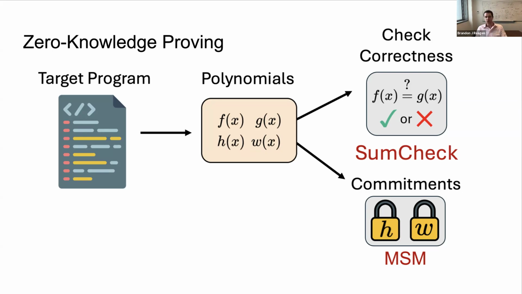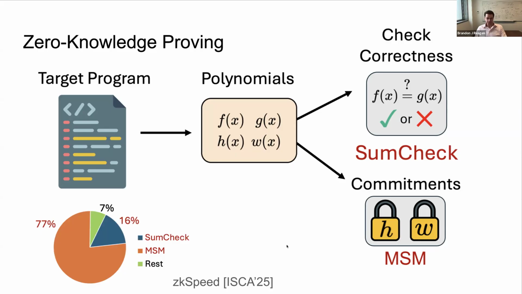And to start with Cryptolets, we're really going to hone in on this MSM. The reason for starting with MSM is if you look at a time breakdown of a popular ZKP, this is from Hyperplonk from our ZK speed paper, MSMs actually dominate runtime, right? So you can see SumCheck and MSM obviously dominate the majority at 93% of the total ZKP proving runtime. But within that, even MSMs take up 77%. So we're going to start with MSM.